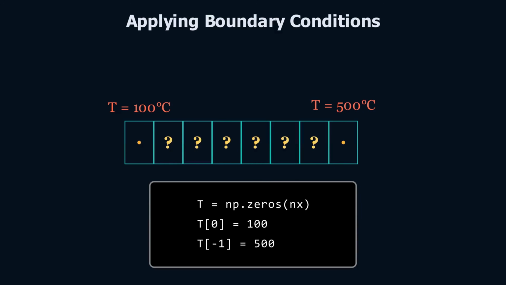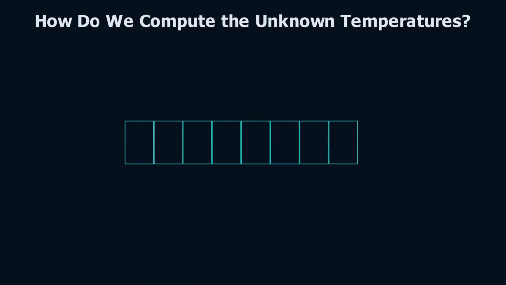In Python, we simply assign the known temperatures to the first and last cells of the computational domain. Only the boundary temperatures are known. Every interior value must be computed from the governing equations. The boundary temperatures are known, but every interior temperature remains unknown. Let's focus on one computational cell. If we can determine the temperature here, we can repeat the same procedure for every other cell.